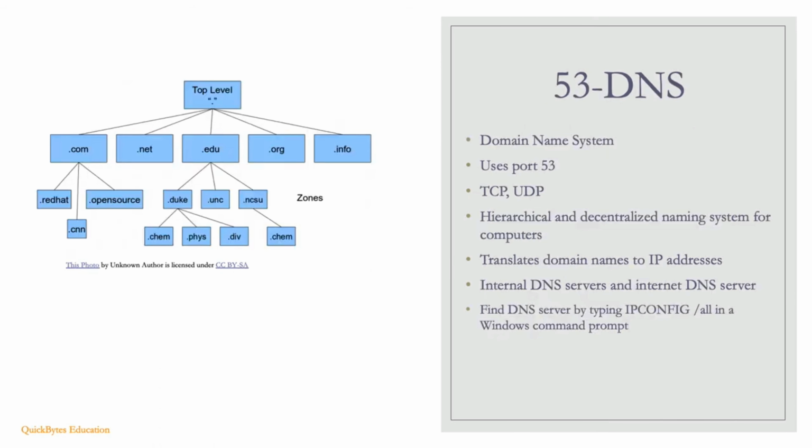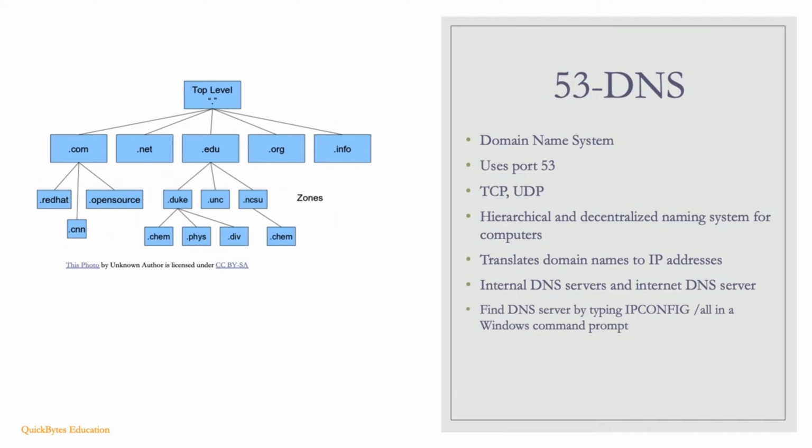DNS is another fundamental service that every technician should understand. DNS stands for Domain Name System and uses TCP and UDP Port 53. DNS is a hierarchical and decentralized naming system. This means there are multiple levels to domain names, and DNS data is distributed across many servers. DNS resolves host names to IP addresses. It can also support reverse lookups, which resolve IP addresses back to names.